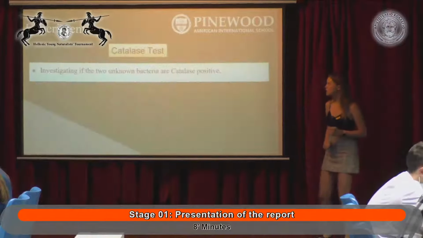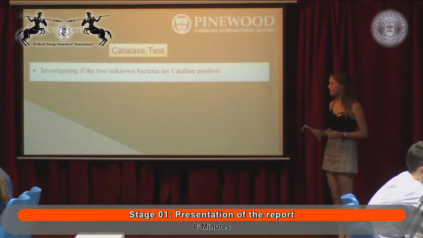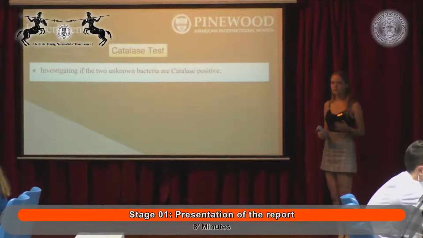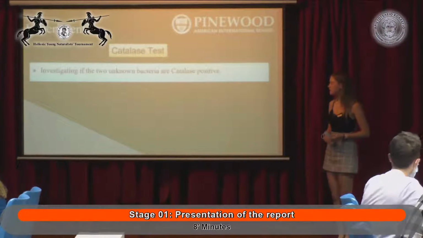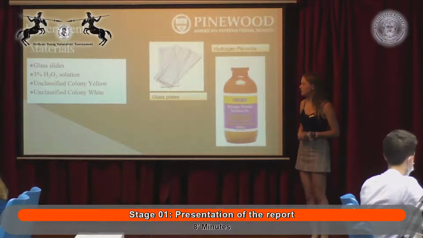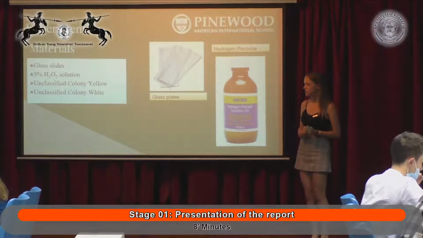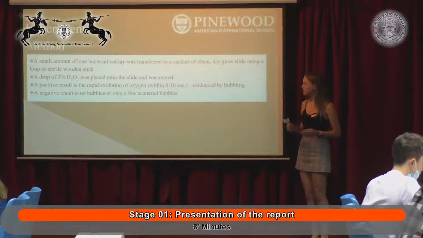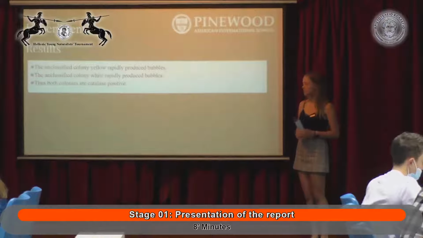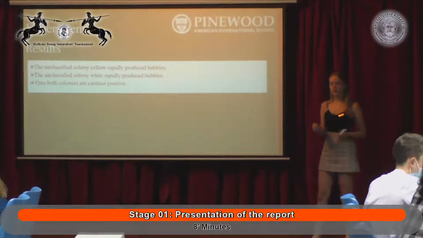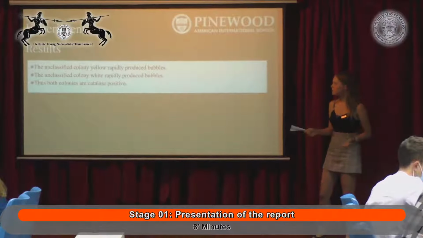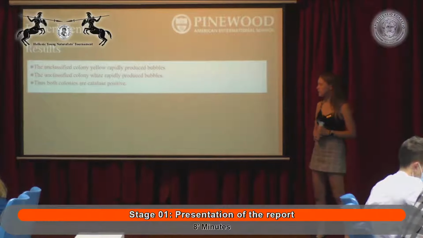Next, our third and last experiment was the catalase test to investigate whether the unknown bacteria were catalase positive or catalase negative. For that, we used hydrogen peroxide and the 2 unclassified bacteria. The 2 unclassified bacteria were placed on a sterile glass plate, and then the hydrogen peroxide was applied. In the results, the unclassified colony yellow rapidly produced bubbles, and so did the unclassified colony white.